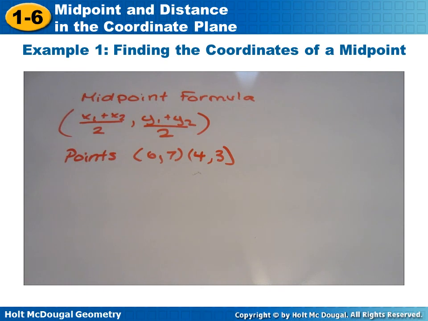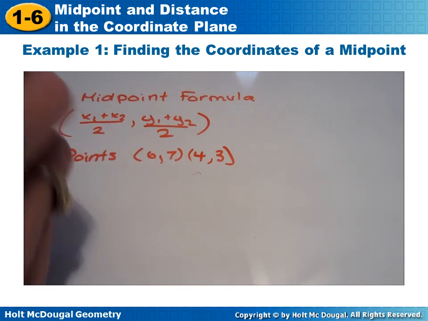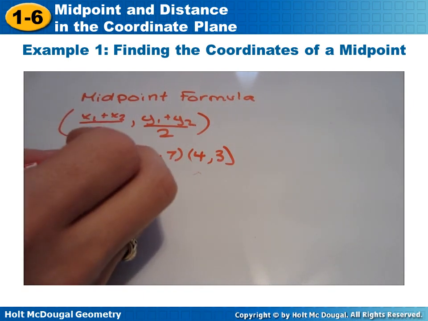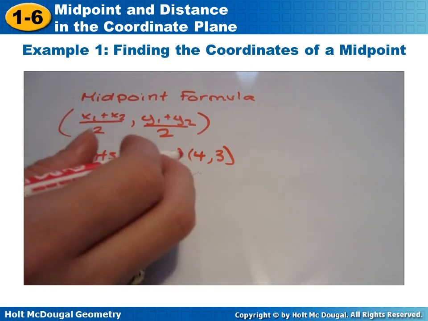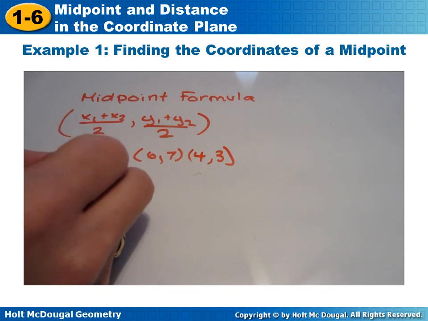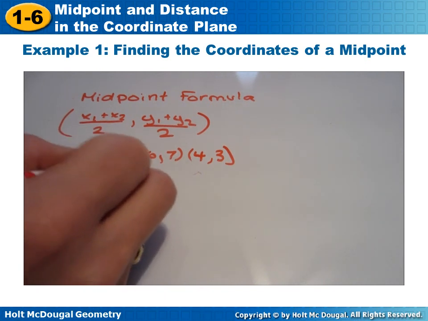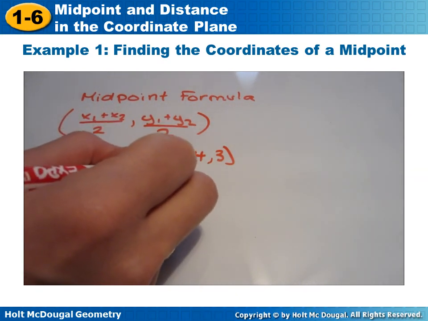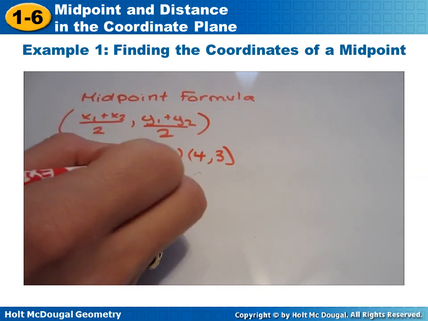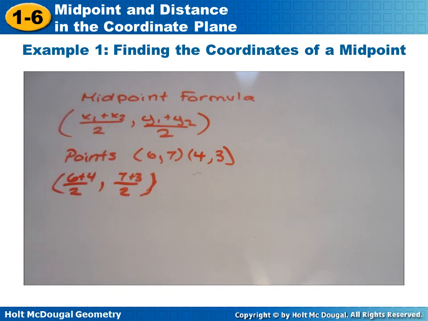Okay, now let's look at the midpoint formula. I always think of the midpoint formula as taking the average of your x's and the average of your y's. So we add them up and divide by 2. If our points are (6, 7) and (4, 3), we take our x values, 6 and 4, add them up, divide by 2, and then take your y values, 7 and 3, add them up, divide by 2, and those would be the two coordinates of your new point.